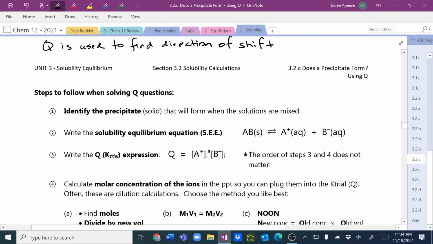So if we have a solubility equilibrium, have we all found the page that we're on? Yes? Okay.